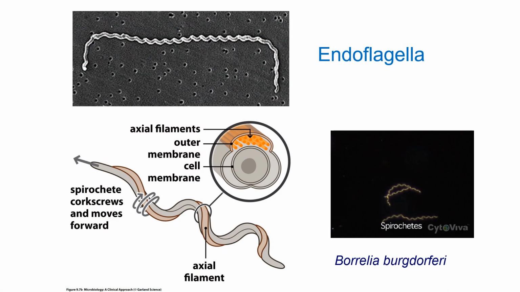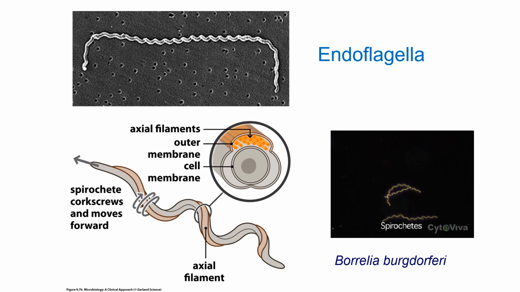Spirochete bacteria are rather special. They have a corkscrew or twisted shape to them, and of course that would make them spirilla. They do have flagella, but they're not on the outside of the cell wall. These are gram-negative bacteria. They have a plasma membrane, and then they have an outer membrane. And the flagella are in between those two membranes. So for that reason, we call them endoflagella, endo meaning inside.